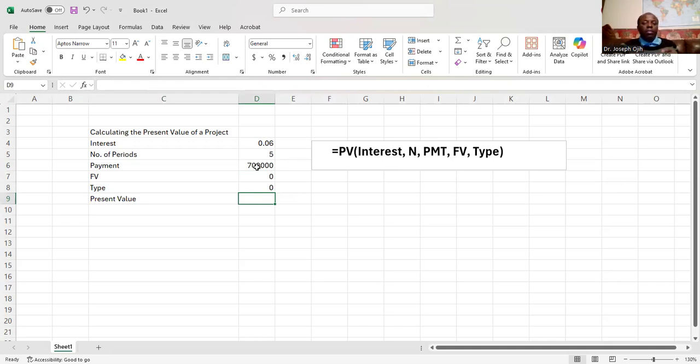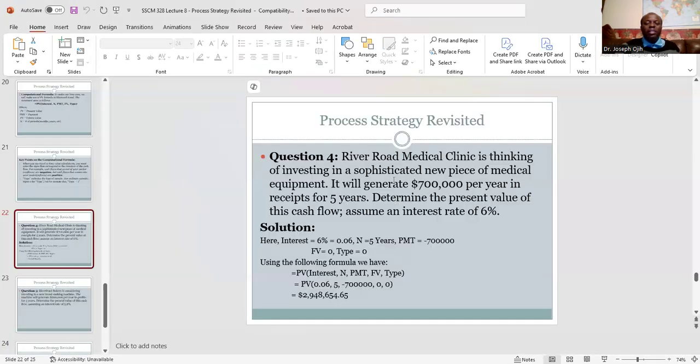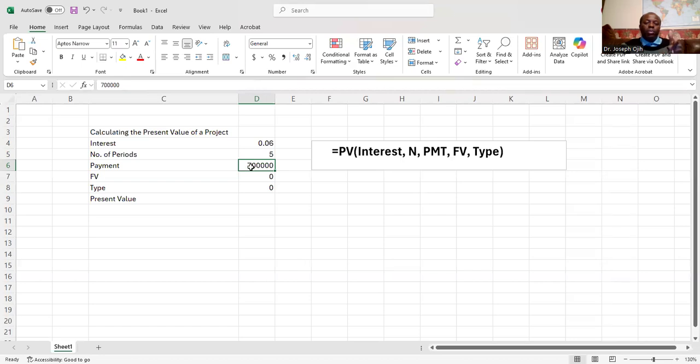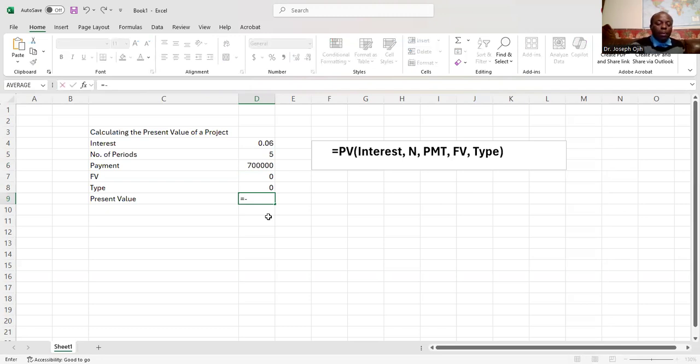Now here, for Excel to give us the correct answer, remember this 700,000 is the money that we realized for the project, because it says here that it will generate $700,000 per year. Those people paying that money to us represents a negative cash flow to them. So either we put a negative sign here, making it negative $700,000, so that Excel will calculate it well, or we put a negative sign before the formula. I'm going to use that approach. Put the equal sign, then negative, then type PV and double click.